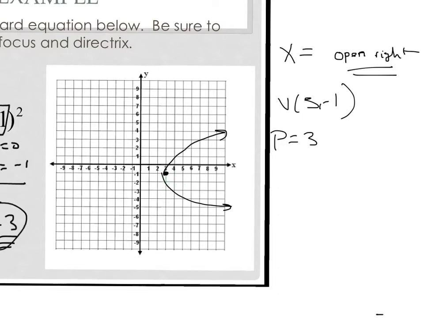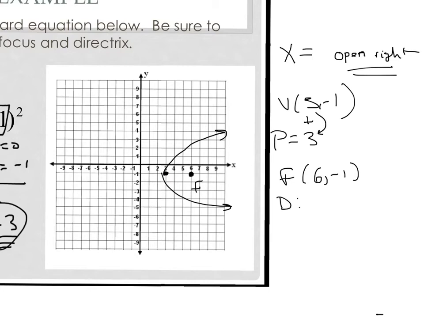So then that means I'm going to plot my point right here, this is my focus. It's on the inside. So my focus is at (6, -1). I shifted 3 units. Okay?